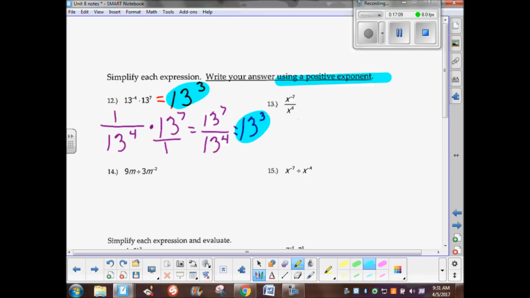13. X to the -7 divided by x to the 4th. Go with your basic instinct first. We've got division. When we divide, what do we do with exponents? You subtract. Okay. So what do I get?